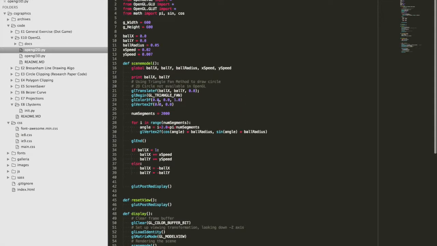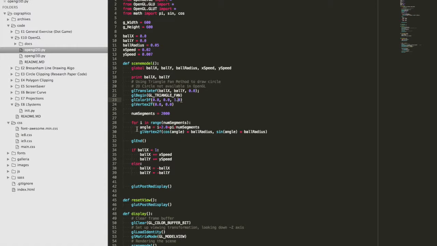So in the glut display function, what I am doing is, inside OpenGL there is no support for a circle. So I'm actually using a GL_TRIANGLE_FAN. What it does is it plots the circle segments in a triangle fashion. And I'm using blue color, as you can see, RGB, so one is for blue. And I'm using glVertex2f to plot the vertices.